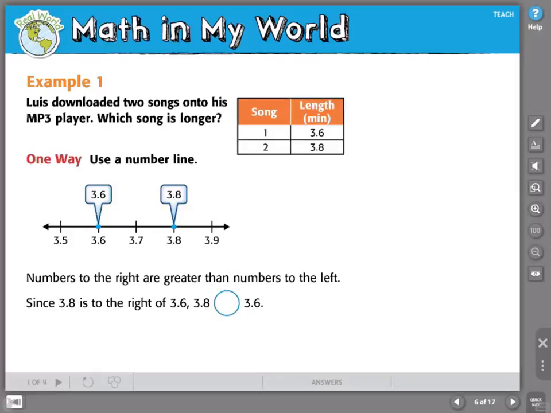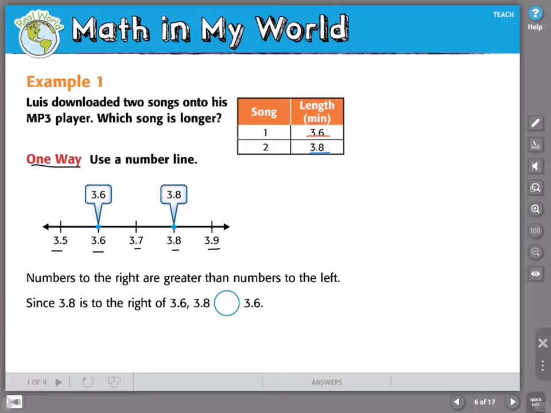In our first example, Luis downloaded 2 songs onto his MP3 player. Which song is longer? Song number 1 is 3 6/10 minutes, and song number 2 is 3 8/10 minutes. One way that we can compare decimals is using a number line. We will use the number line in our classroom quite a bit while we are comparing decimals. Here is a number line where they have 3 5/10, 3 6/10, 3 7/10, 3 8/10, 3 9/10.